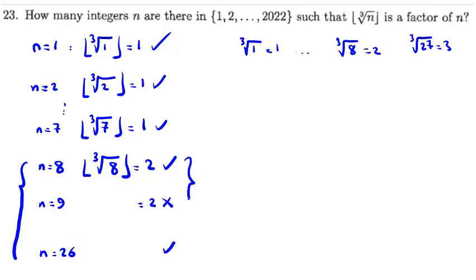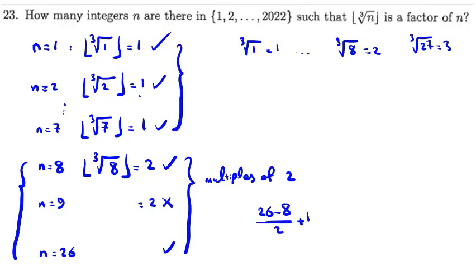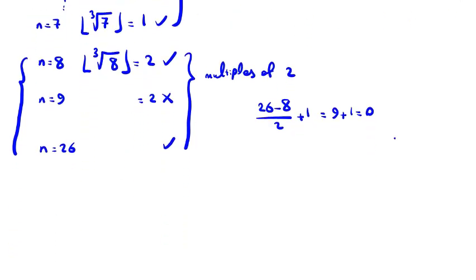So even numbers here, multiples of 2 in this interval, which is (26 minus 8) over 2, plus 1. All numbers 1 to 7, 7. 26 minus 8 is 18, over 2 is 9, plus 1, 10. Now, the next one, you say what?